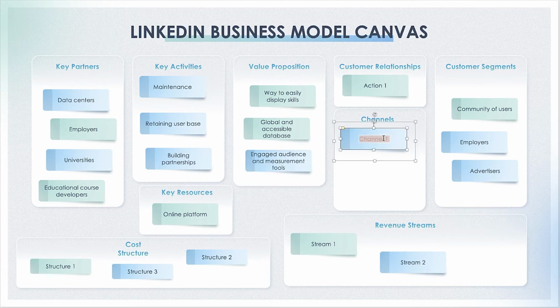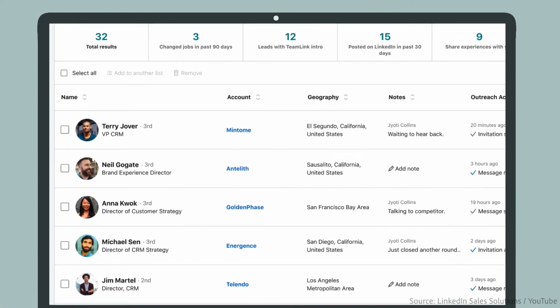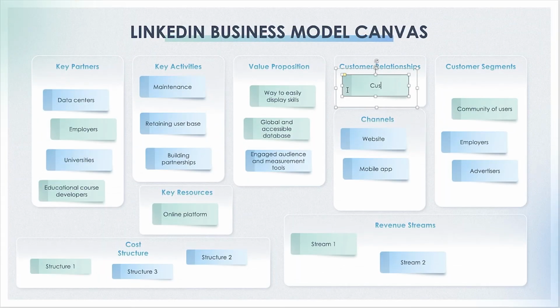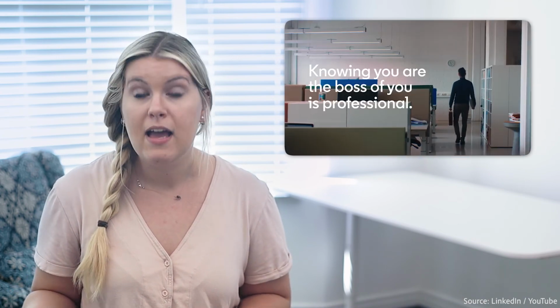LinkedIn's biggest distribution channel is its website and mobile app, but its channels go beyond that, with support channels such as Sales Navigator and Sales Solutions that seek to maintain customer relationships. Maintaining these relationships with the user base through support channels is a key way that LinkedIn grows its online community and gains a competitive advantage.